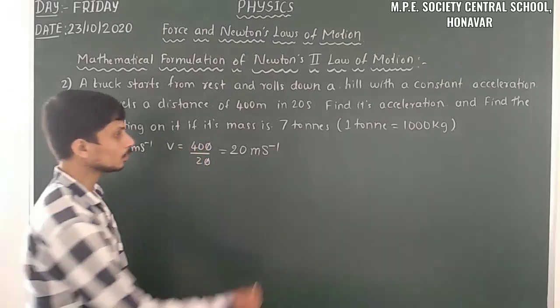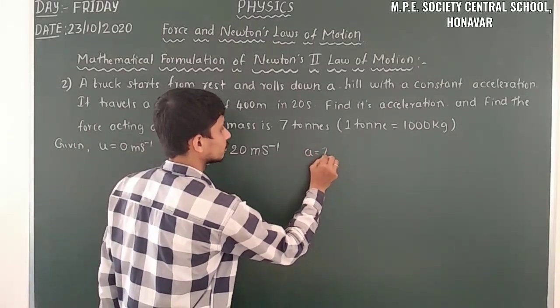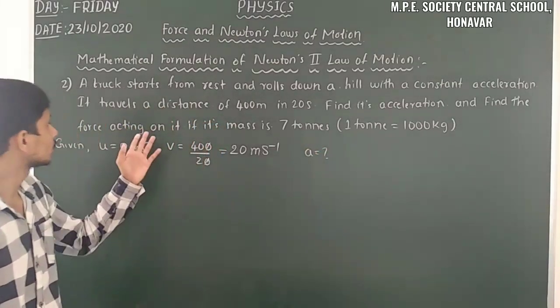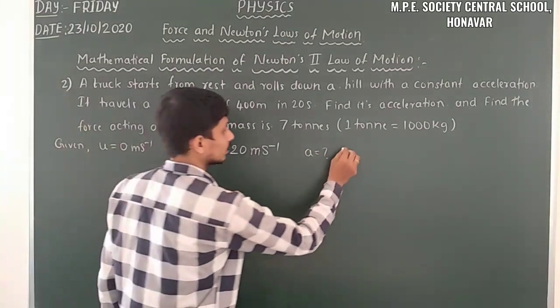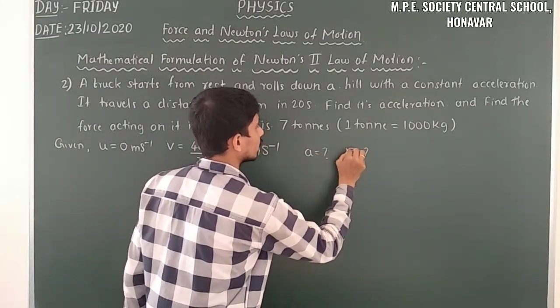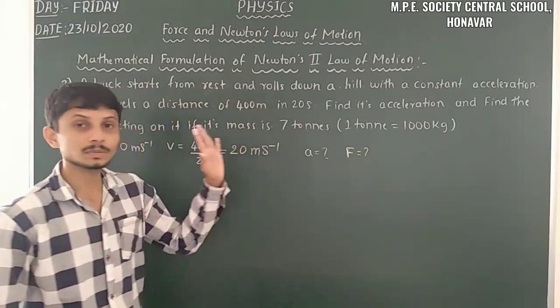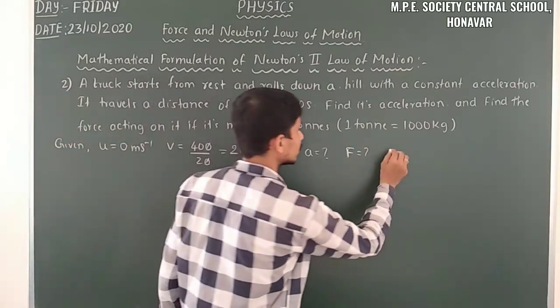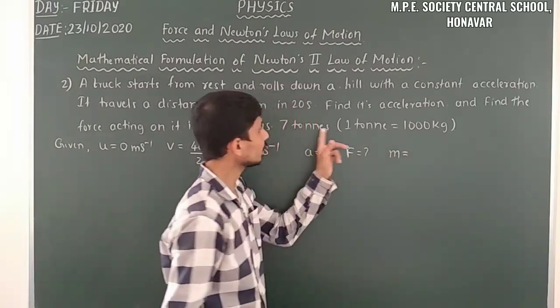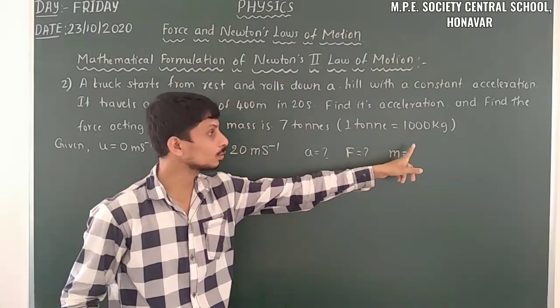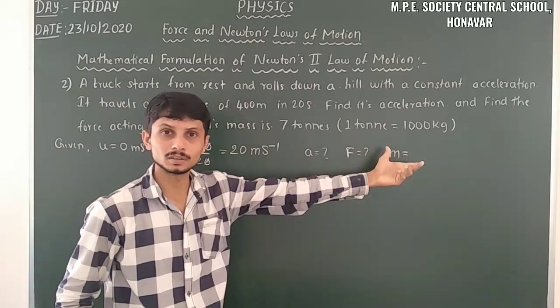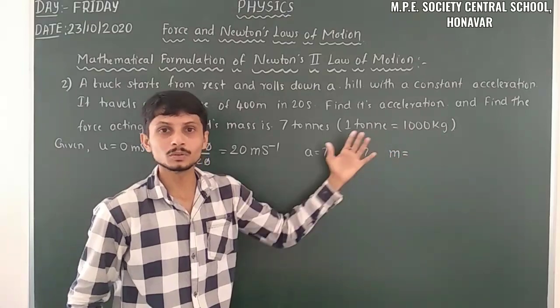Find its acceleration. You have to find the acceleration. Then also find the force acting on it. That is equal to what? And we have the information, that is the mass of the truck, m is equal to 7 tons. Here 7 into 1000, that means 1 ton is equal to 1000 kg. It is given, so you can use that.